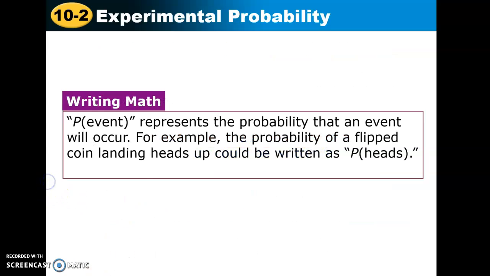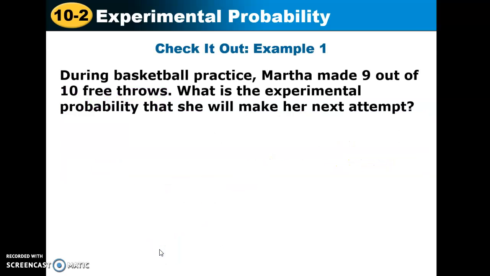So the probability of an event represents the event that will occur. For example, if we're talking about flipping a coin and we wanted to know how likely we are to land on heads, we would say the probability of heads. That's just terminology that I wanted to throw in there.